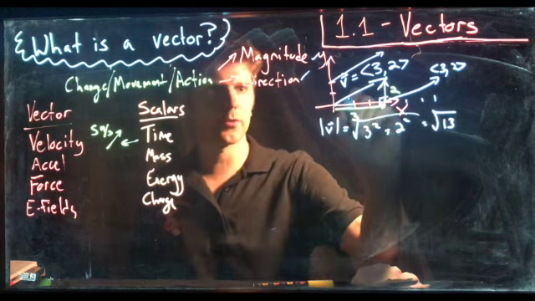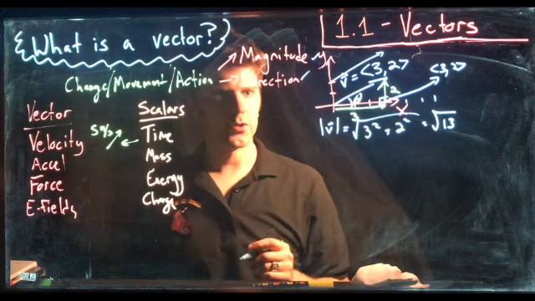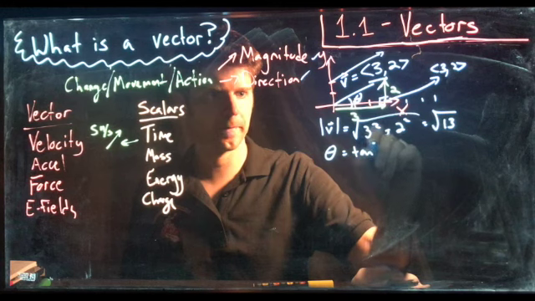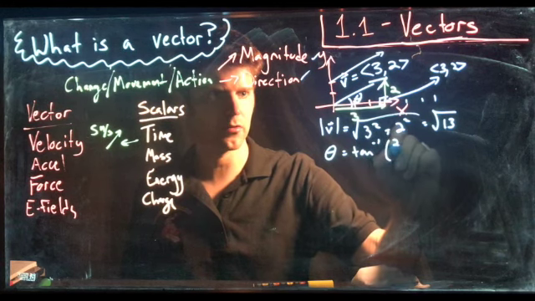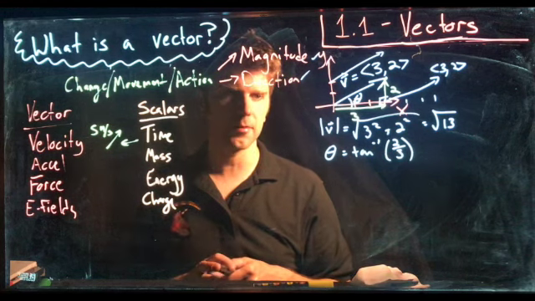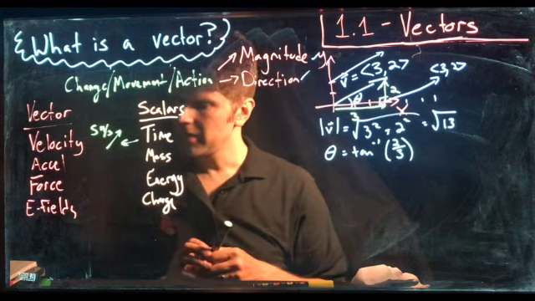We could also use some of our trigonometry knowledge using inverse tangent or arctangent. In this case, opposite over adjacent, 2 over 3, and whatever our calculator tells us, that's going to be the direction, that's going to be the angle there.